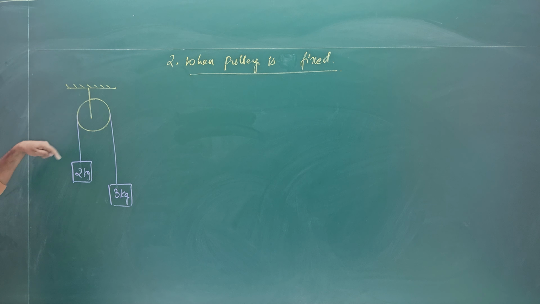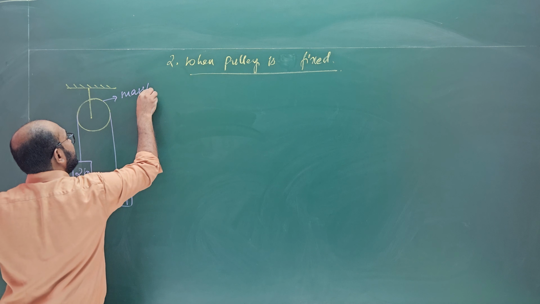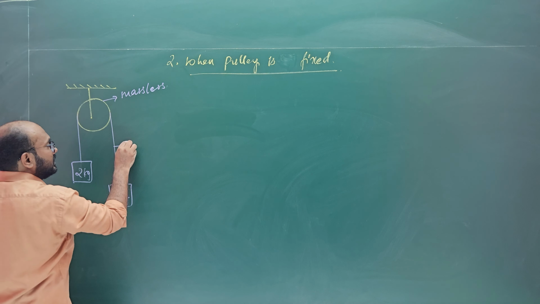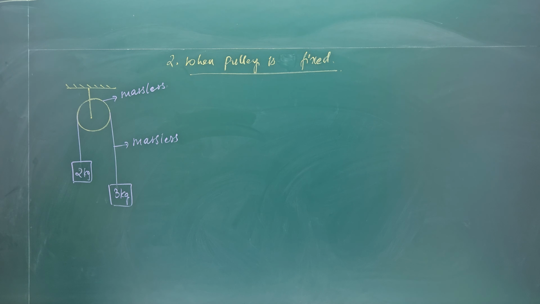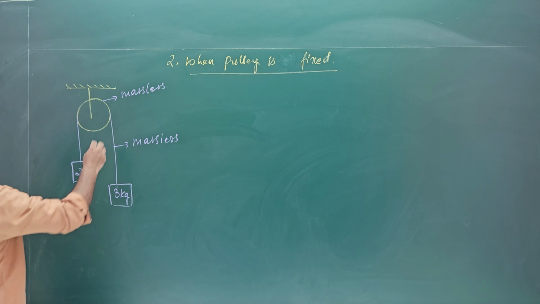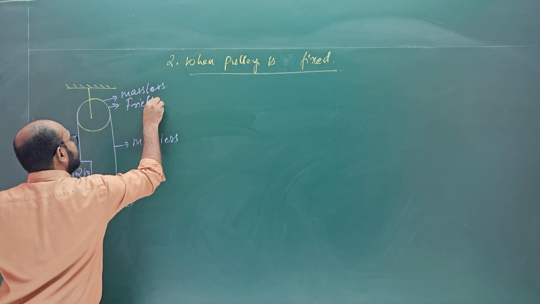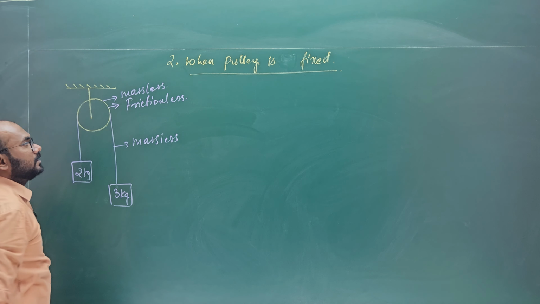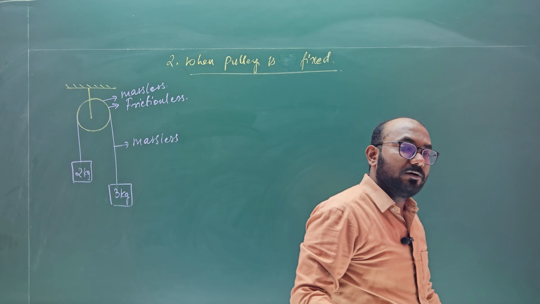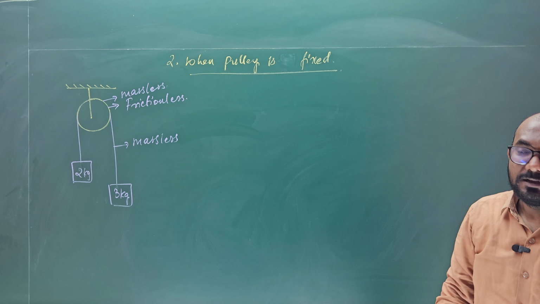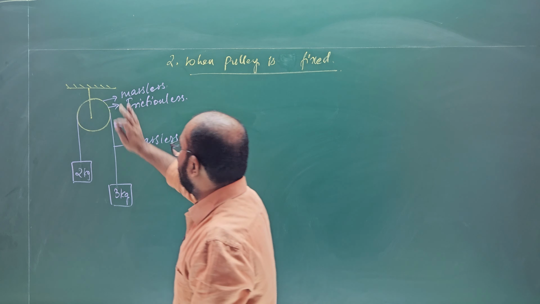Now we already know that this pulley is massless. First thing, this pulley is what? Massless. This string is also massless. Massless string and massless pulley. Second thing, pulley is frictionless. So the second property of this pulley is what? Frictionless. Pulley is massless, frictionless, string is what? Massless. If a string is massless, we already know the basic properties of the string. That means tension at all the points remains what? Same. Now let us try to understand.